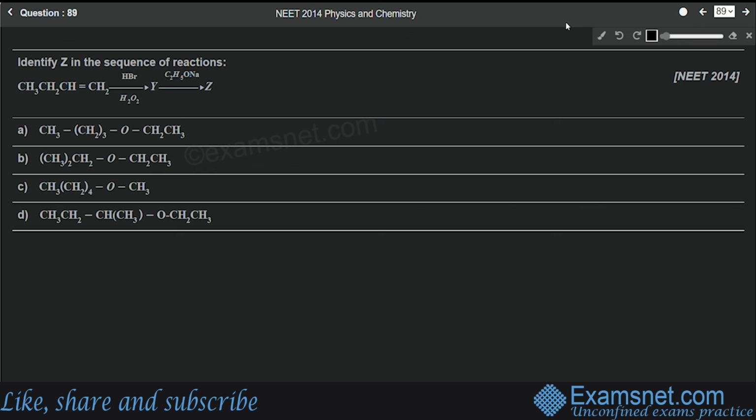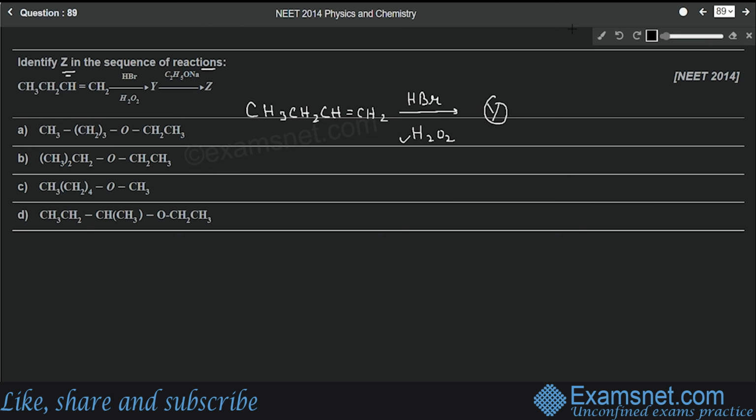Question number 89 is from the chapter Alcohols, Phenols and Ethers, and the question is identify Z in the sequence of reaction. So let's write down the reaction here. We have CH3, CH2, CH, double bond CH2. Now it reacts with HBr, hydrogen bromide, in the presence of hydrogen peroxide to give a product Y. So what is that product Y?